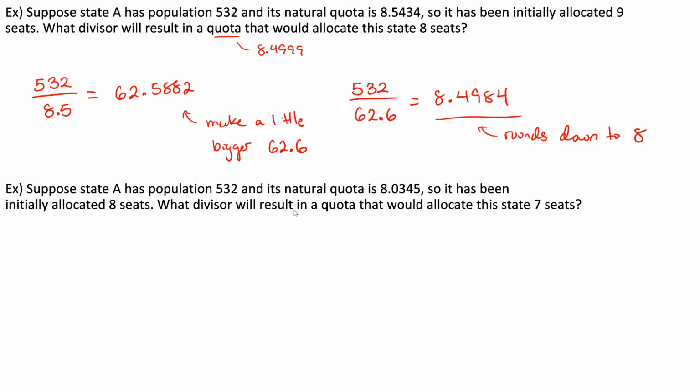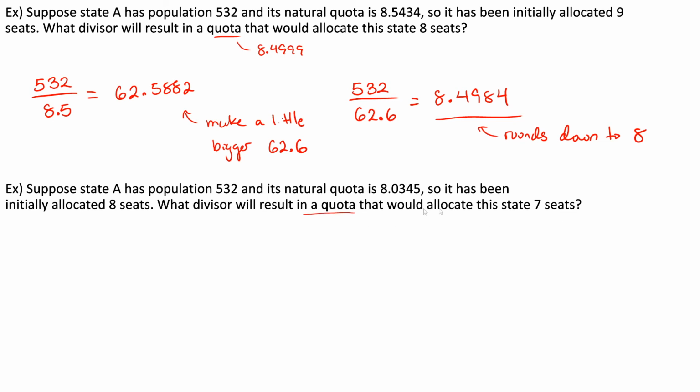Now let's look at another example that shows us why, if a quota already rounds down, usually you don't need to bother with finding the threshold divisor in this case. So now suppose state A has population 532 and its natural quota is 8.0345. So it has been initially allocated 8 seats. What divisor will result in a quota that would allocate this state 7 seats? Meaning we gave out too many seats initially, we want it to go down.